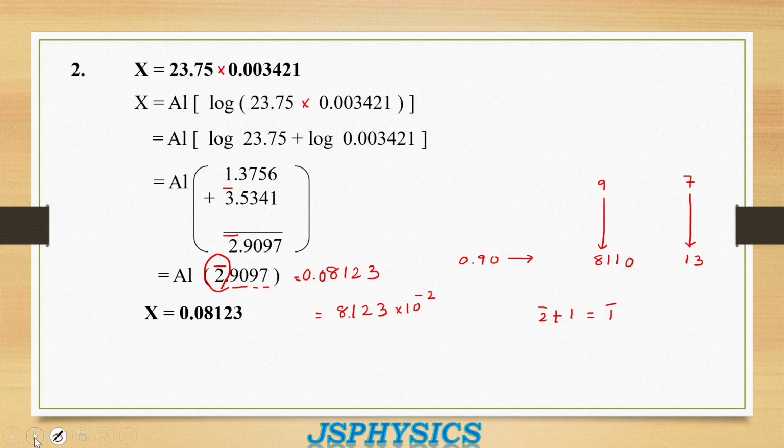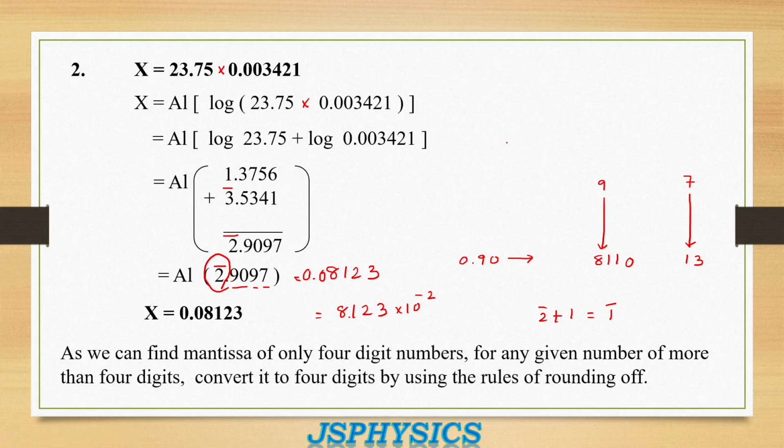Now, in this case, we have found the log of numbers which are having only 4 digits. Suppose we are given the number something like this. If it would have been 23.753, suppose. Now we know that we can find the mantissa of only 4-figure numbers. So we have to convert this number into 4 figures, and for that we'll be using the rules of rounding off. Now what is that rule? We have to see the last digit. If this digit is less than 5, simply neglect it. So we'll see the log of 23.75 only.